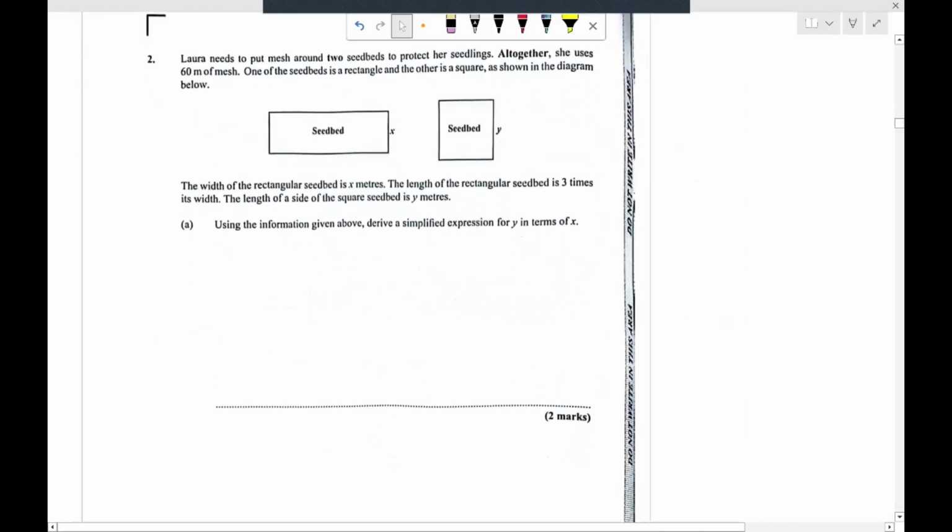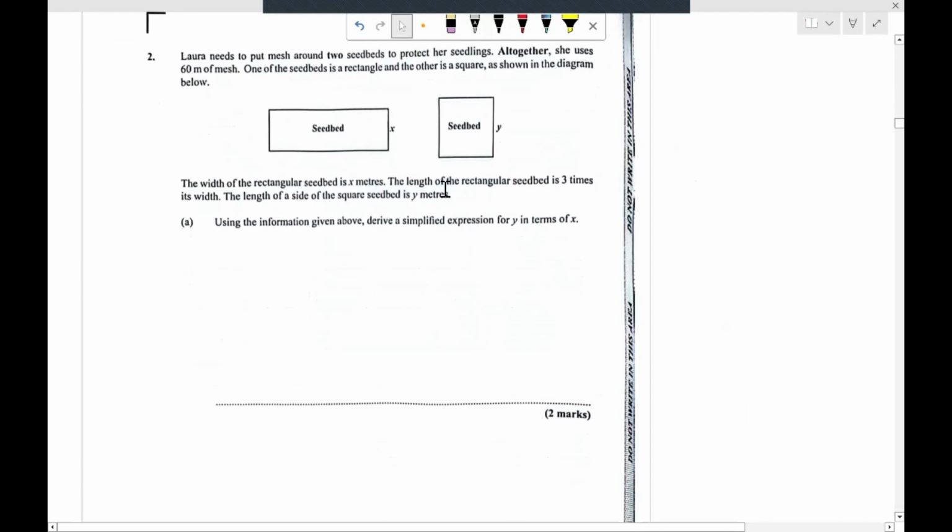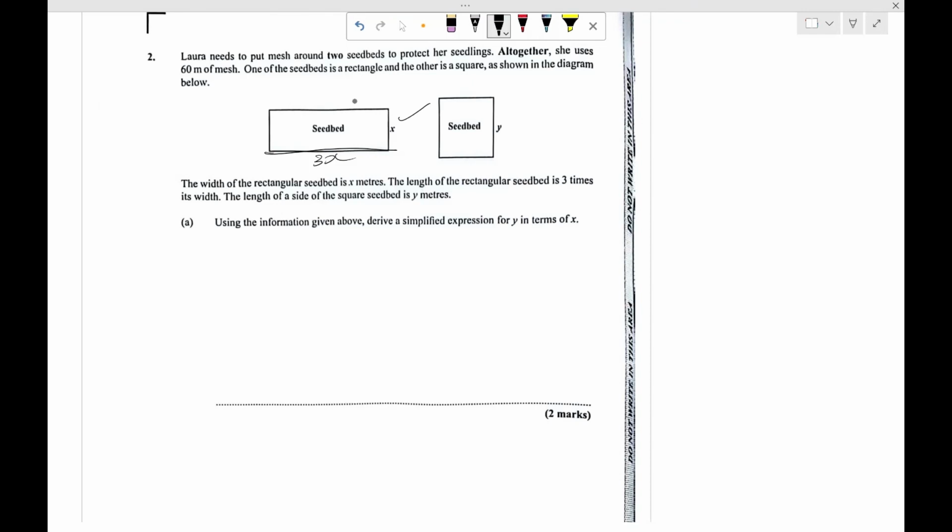Laura needs to put mesh around 2 seedbeds to protect her seedlings. Altogether, she uses 60 meters of mesh. One of the seedbeds is a rectangle, the other one is a square, shown in the diagram below. The width of the rectangular seedbed is x meters. The length of the rectangular bed is 3 times the width, so that's 3x. The length of a side of the square bed is y meters. Using the information given above, derive a simplified expression for y in terms of x.